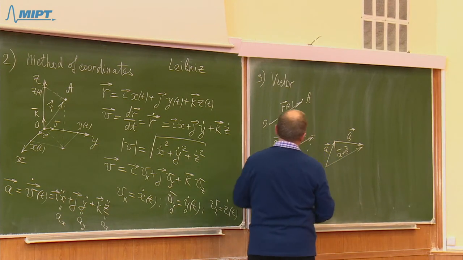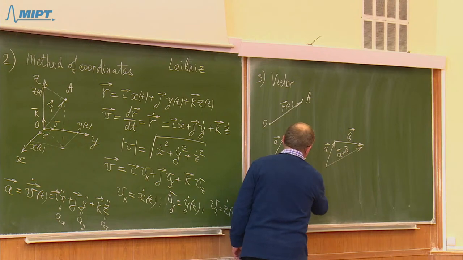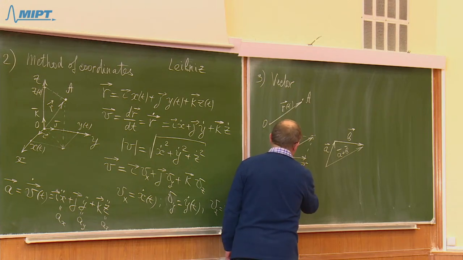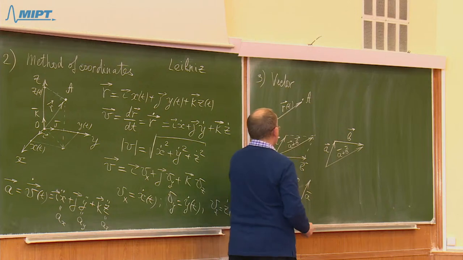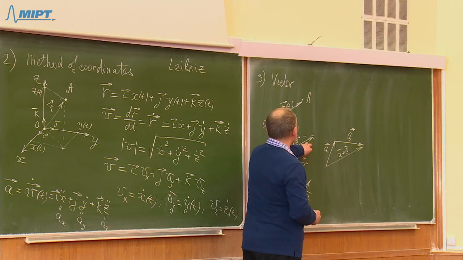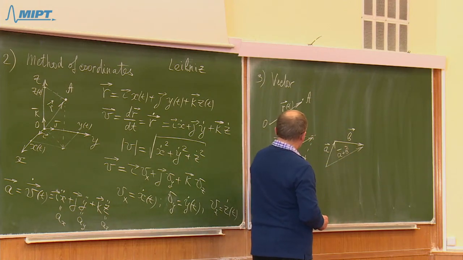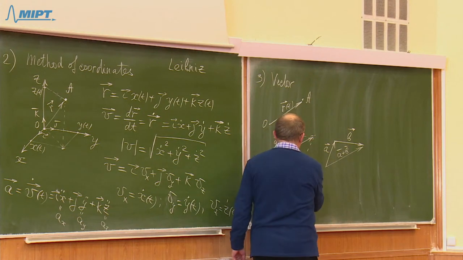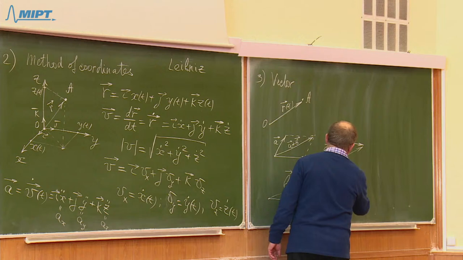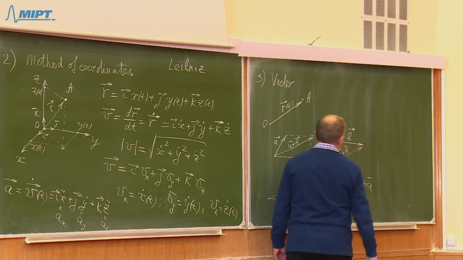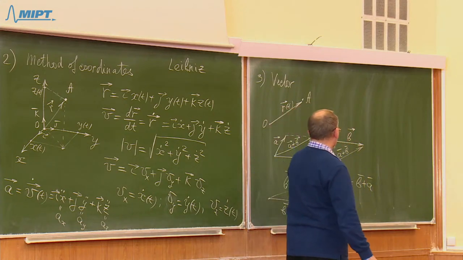But we can start from vector B and then draw vector A. And again, we will obtain the triangle and the sum of two vectors. And that will be B plus A. And as the parallelogram consists of two equal triangles, so that this triangle is equal to this triangle, then B plus A should be equal to A plus B. A plus B equals B plus A.